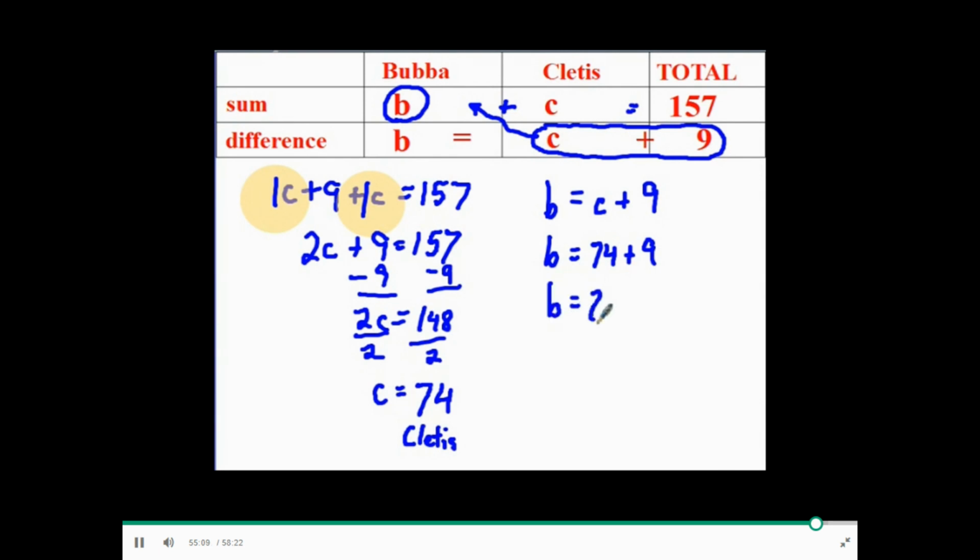So does this make sense that Bubba is 83 years old and Cletus is 74 years old if their ages add to 157? Yes, indeed it does. Perfect. So there is our answer to the Bubba and Cletus problem.